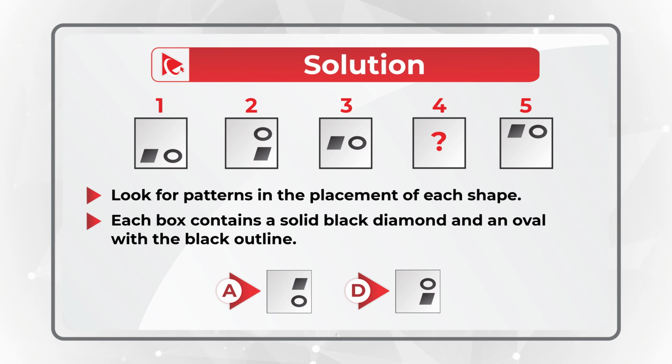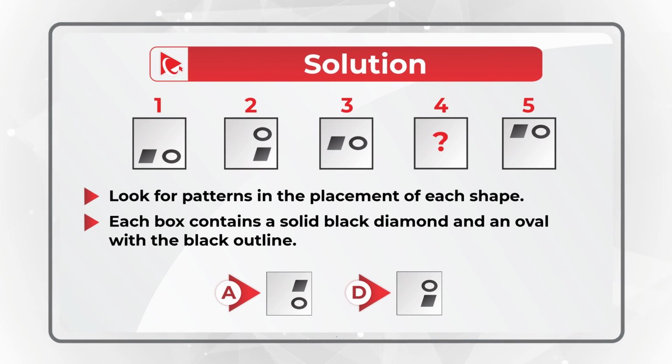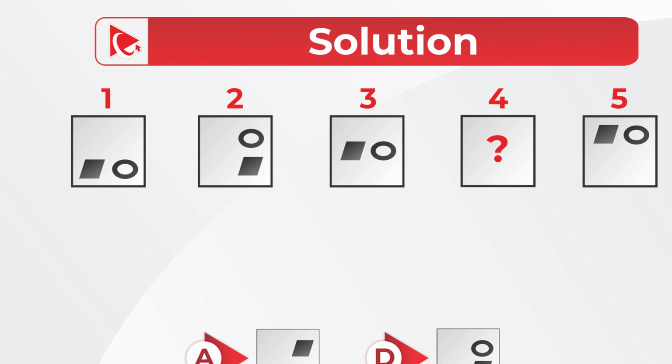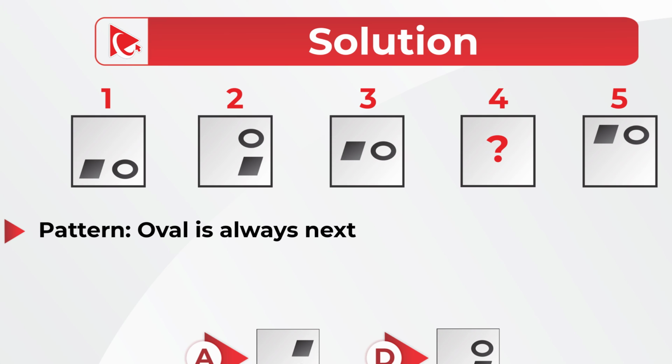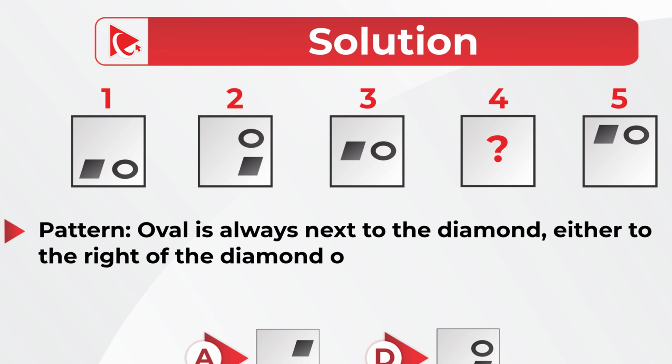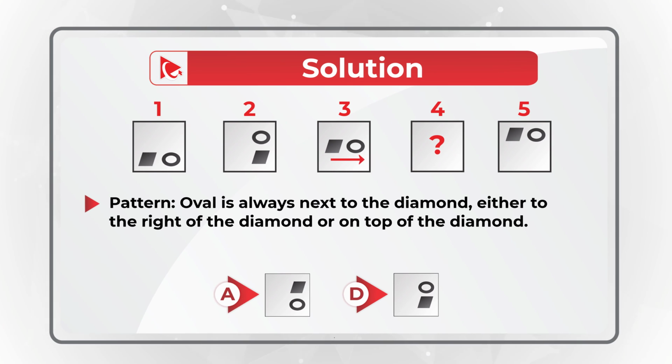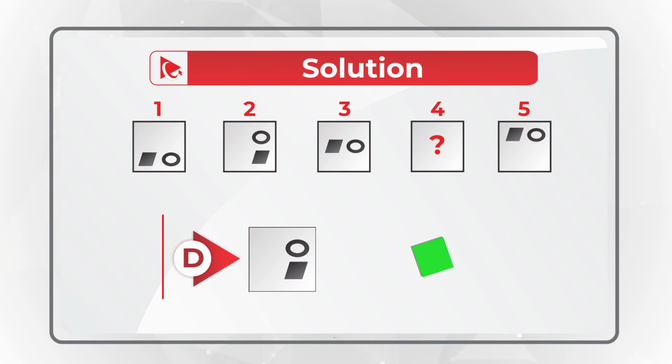To solve this puzzle, we need to detect the second pattern. The second pattern is that the oval is always next to the diamond, either to the right of the diamond or on top of the diamond. Based on this information, the correct choice here is choice D.